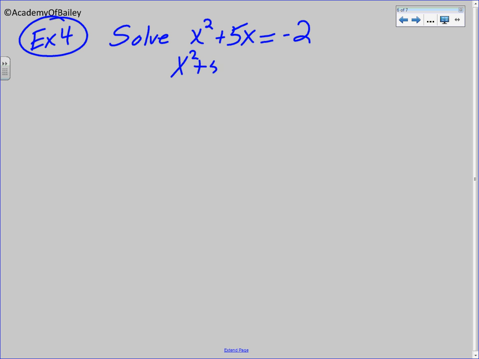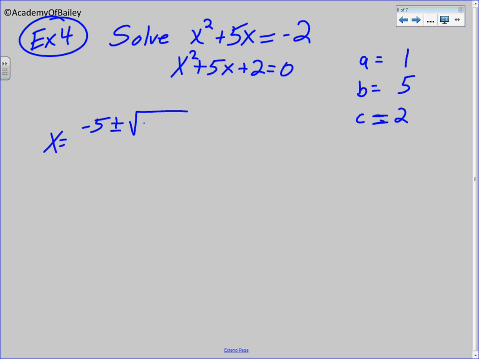All right, so I know that x squared plus 5x plus 2 is equal to 0. A, B, and C are equal to 1, 5, and 2. So 1, 5, and 2. X is equal to negative b plus or minus b squared. 5 squared is 25. And then we're going to say minus 4 times A. 4 times 1 is 4 times C, which is 8. Over top of 2A, which is 2.